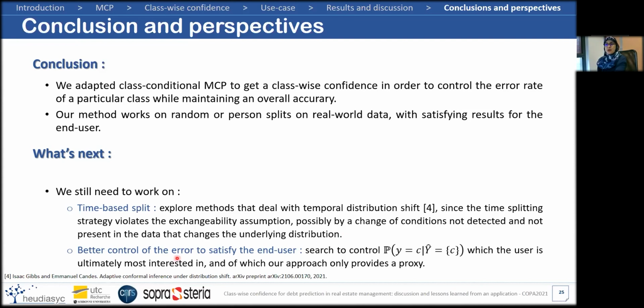And the second problem, well, not really a problem, but a consideration, something that we need to do for our end user, who is still satisfied with the results, but not that much, because they actually want to control the probability of Y equals c, being a class, conditional on the prediction being a singleton. We only provided a proxy of that, so they really are interested in this probability.